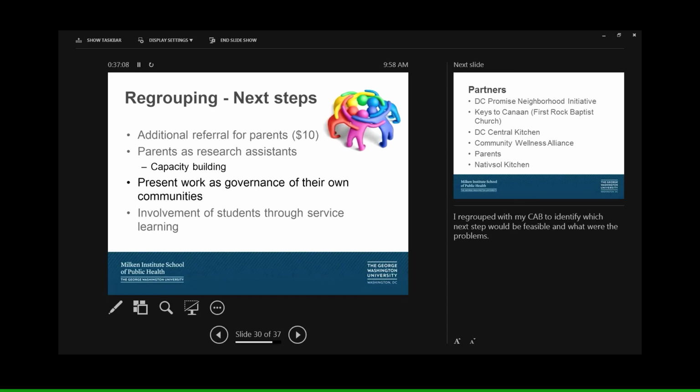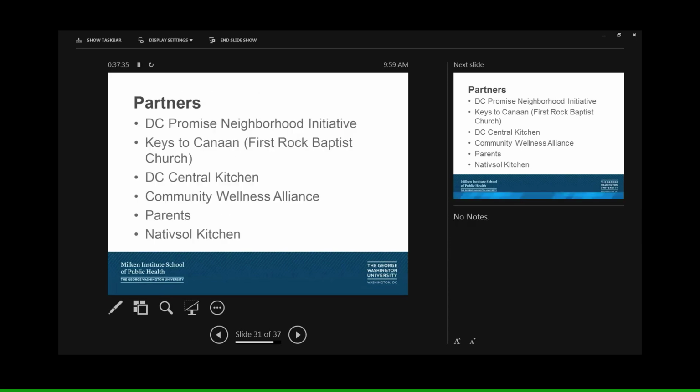And I'm also toying with the idea of involving students through service learning to conduct the interviews and to establish a relationship, because I think students are at a different level than faculty. They typically have more time, and if they're very culturally competent, they have a good way of connecting, and it also helps them academically and professionally. So we're working with the GW iScope Center.